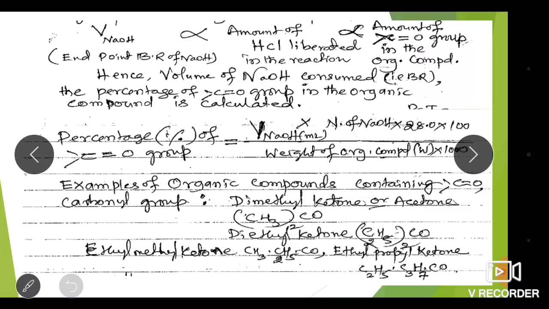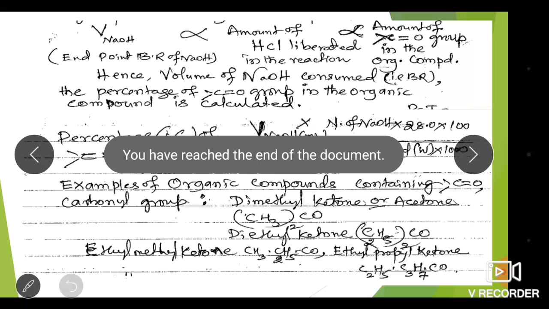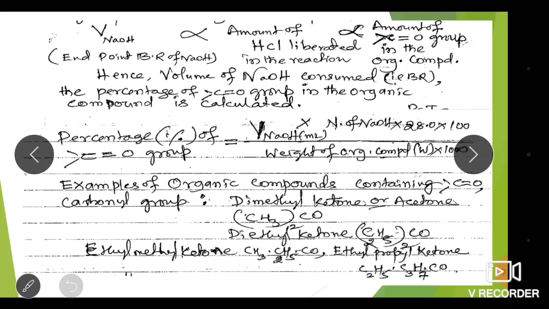So examples of organic compounds containing carbonyl group are dimethyl ketone or acetone, diethyl ketone, ethyl methyl ketone, ethyl propyl ketone. All these are examples of the organic compound containing carbonyl group. In this way we are able to determine or estimate the amount of carbonyl group present in a given compound.